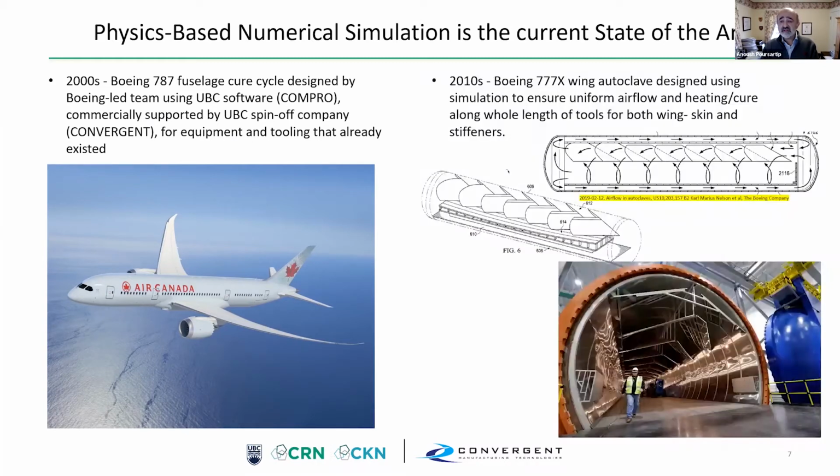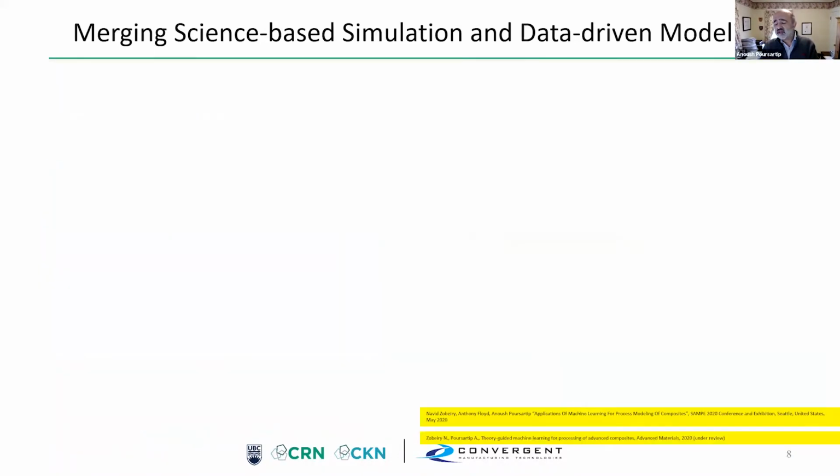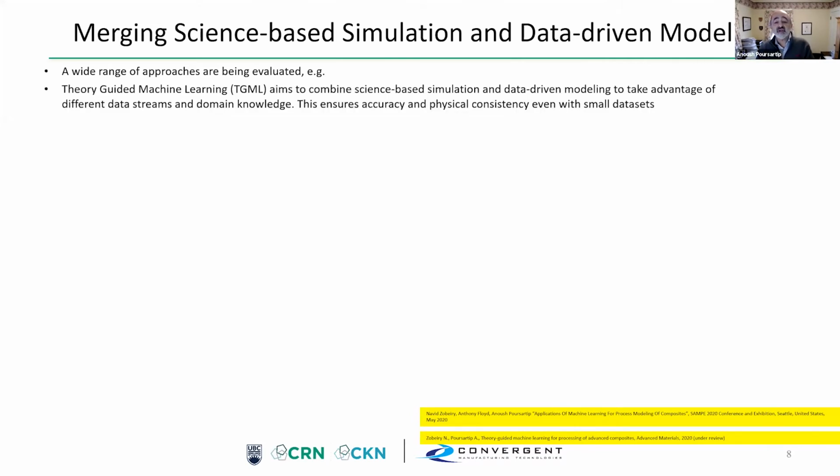Fast forward 10 years, and Boeing actually had the luxury of designing the whole autoclave, basically the factory, again, using numerical simulation. Now, these models are incredibly computationally expensive. And so as we start saying, how do we merge science-based simulation, where we have lots of confidence, lots of background, with data-driven modeling, we have a wide range of methods that we are evaluating, physics-inspired neural nets, all sorts of other methods. The one I'm going to show you very quickly today is called theory-guided machine learning.